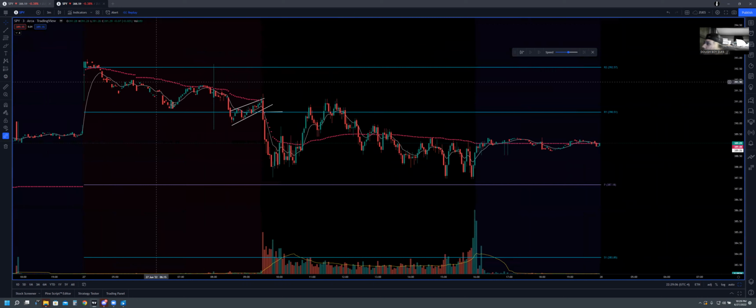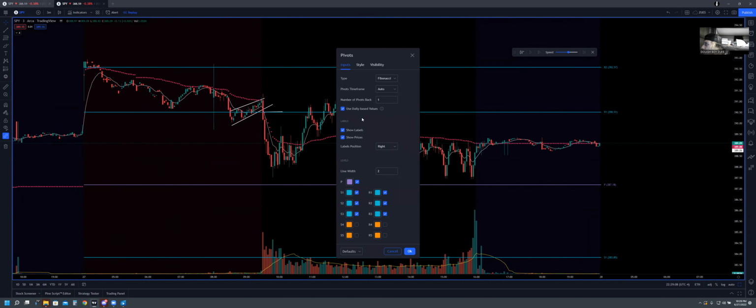So here we go. We're going to turn on the pivot points for the past few days. Right here, when it says number of pivots back, it's how many days back you want to see all the pivots. They can get pretty cluttered. So normally I turn on 2.